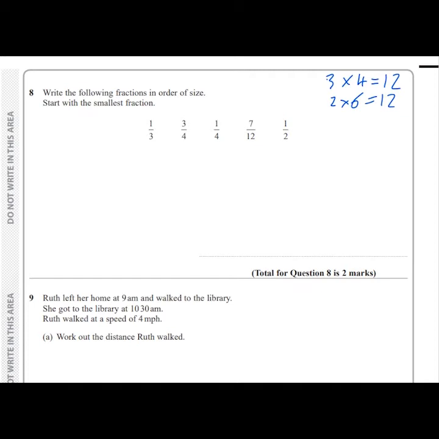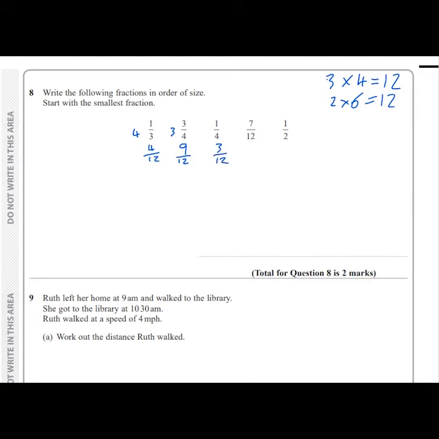So we'll start off with a third, timesing the top and the bottom by 4, so we end up with 4 over 12. This one we're timesing the top and the bottom by 3 to get 12 on the bottom, so we end up with 9 over 12. I'll just write the number I've multiplied it by next to it for clarity. And now this one, a quarter, we want to get 12 on the bottom, so we're going to times the top and the bottom by 3. So we get 3 over 12.